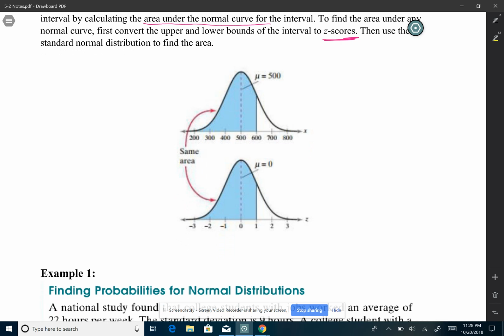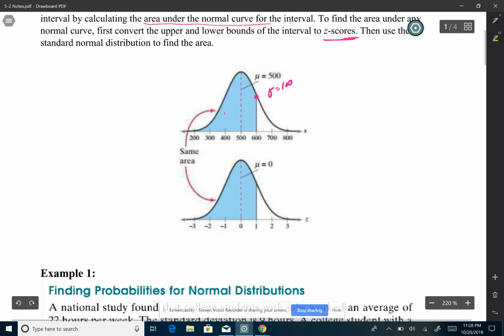So this is just showing you an example. On this one, if we had a mean of 500, and it looks like a standard deviation of about 100 here, so we have a mean of 500, a standard deviation of 100. And then what we do is we convert that to the z-score.